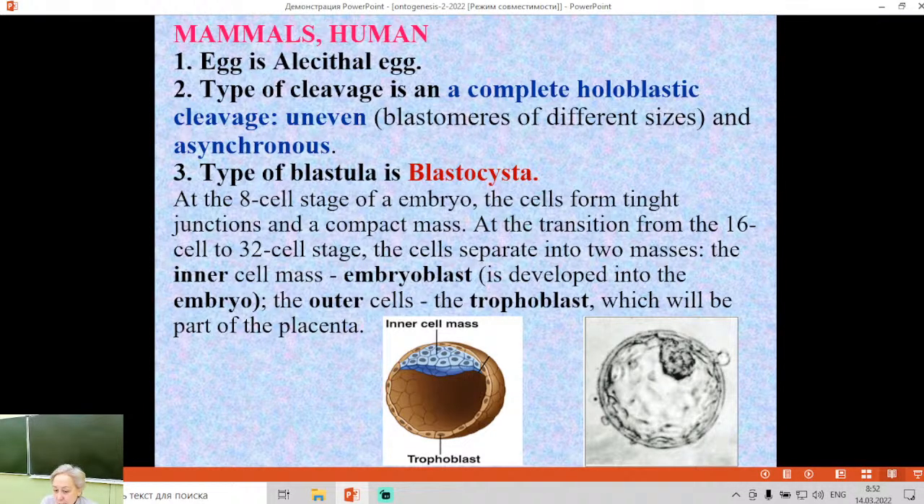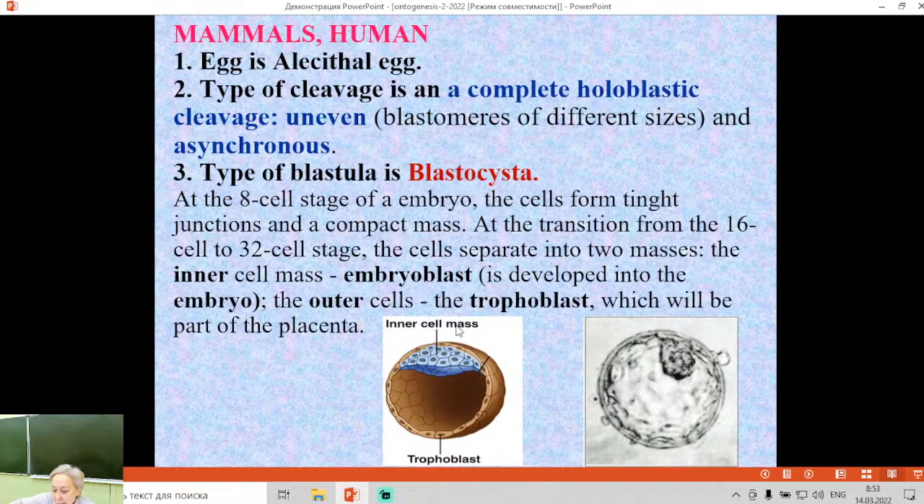At the eight-cell stage of the embryo, the cells form tight junctions and a compact mass. At the transition from the 16-cell to the 32-cell stage, the cells separate into two masses. The inner cell mass, the embryoblast, develops into the embryo, and the outer cells, the trophoblast, will be parts of the placenta.